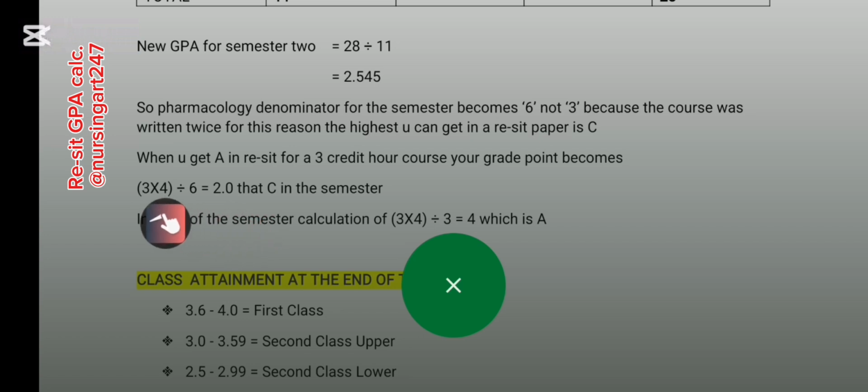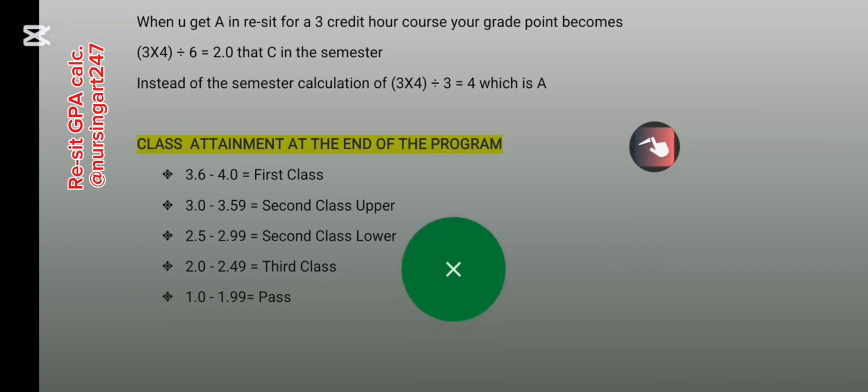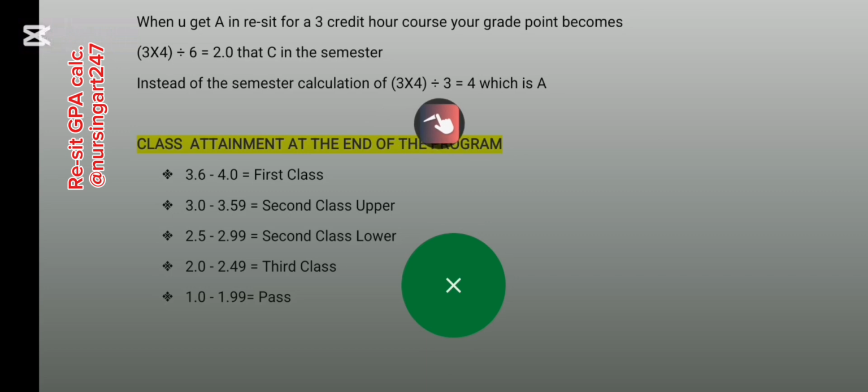So if you had an A in reset, then when it's imputed into the main semester course, it's going to turn into a C. Instead of the semester calculation of 3 times 4 divided by 3, which is the credit hours for the pharmacology, making 4, which is the A, it will be 3 times 4 divided by 6, making 2, which is C.